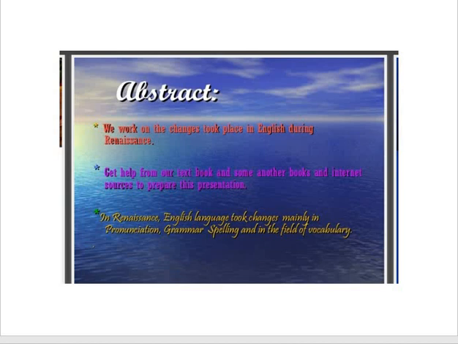Actually it is a period in English literature that starts in 1550 to 1660. So get help from your textbook and other books and internet sources to prepare this presentation. So in the Renaissance, the English language underwent changes mainly in pronunciation, grammar, spelling and in the field of vocabulary.